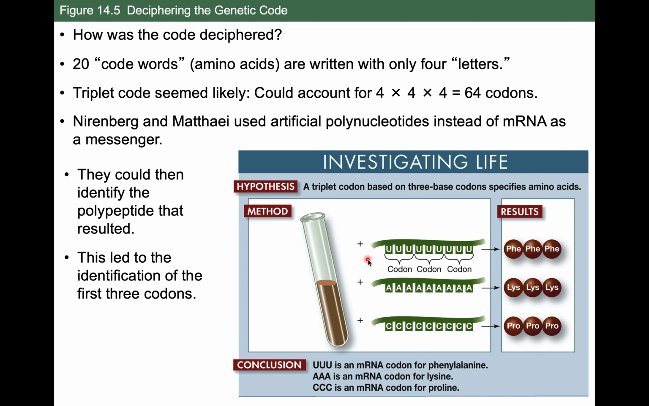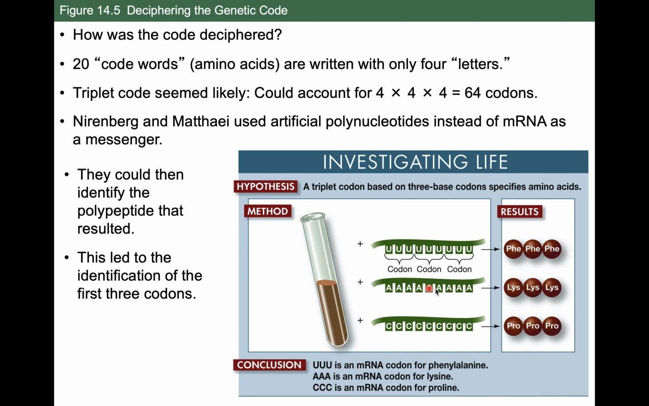And so they started with just sort of monochromatic RNAs. So they would feed in an RNA that was just U, U, U, U, U. So every codon was UUU. And when they look to see what comes out, they're building proteins that are just the same amino acid repeated over and over, phenylalanine in this case.